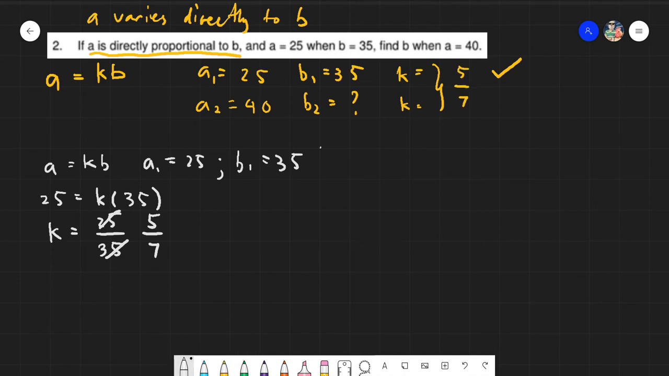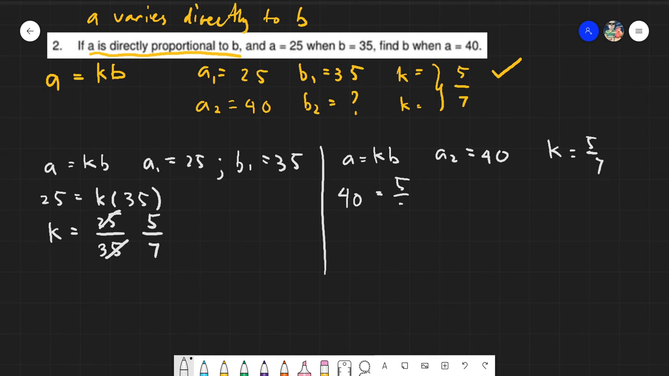Next one, we have A is equal to KB still. Our A sub 2 now is 40. Our B sub 2 is missing, so we will not write that down. Our K is equal to 5 over 7. So A sub 2 is 40, so we have 40 is equal to KB, where K is 5 over 7, and we have B. Solving for the unknown, transpose to the other side. It will give us B is equal to 40 divided by 5 over 7.